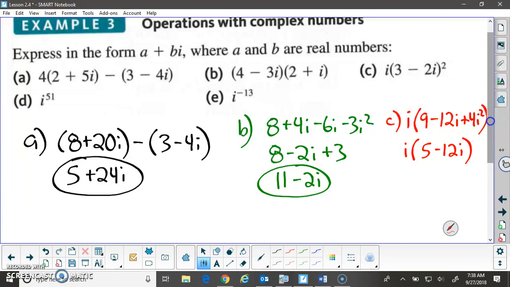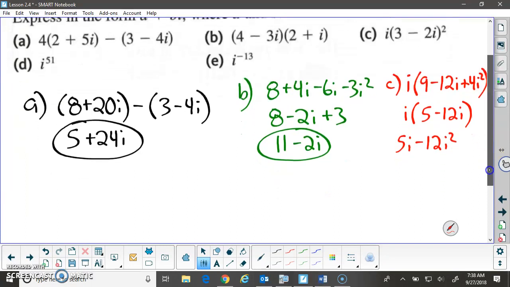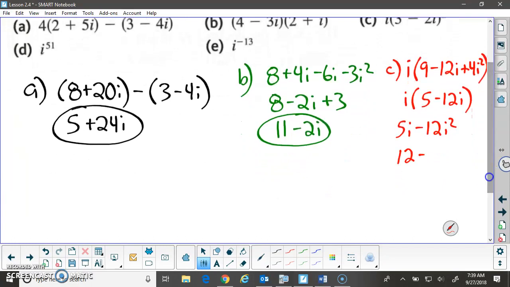Then we distribute the i, and we get 5i minus 12i squared, and then that would simplify into 12 plus 5i.